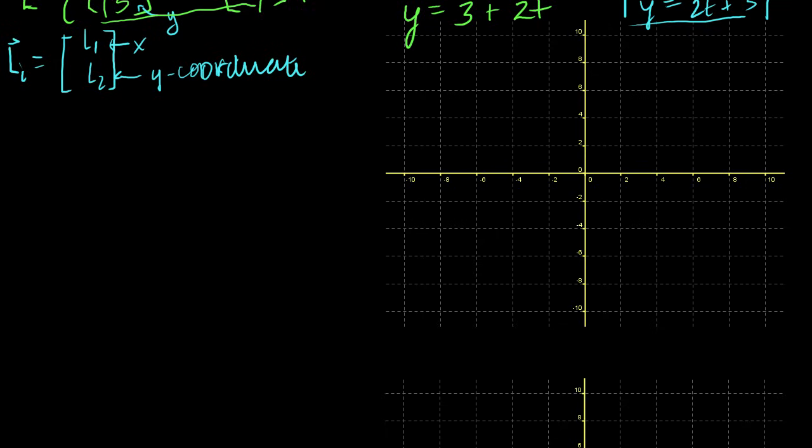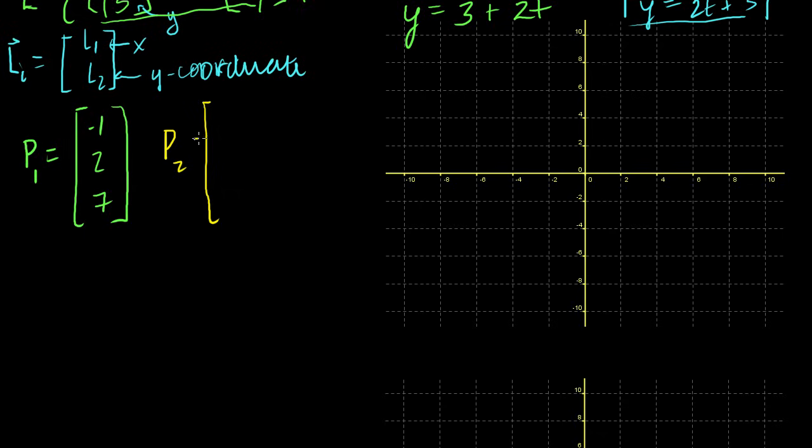Let's say I have 2 points, and now I'm going to deal in 3 dimensions. So let's say I have one vector. I'll just call it point 1, because these are position vectors. So let's call it position 1. And it's the point, in 3 dimensions, I'll just make up some numbers, -1, 2, 7. Let's say I have point 2. And once again, this is in 3 dimensions, so you have to specify 3 coordinates. This could be the x, the y, and the z coordinate.